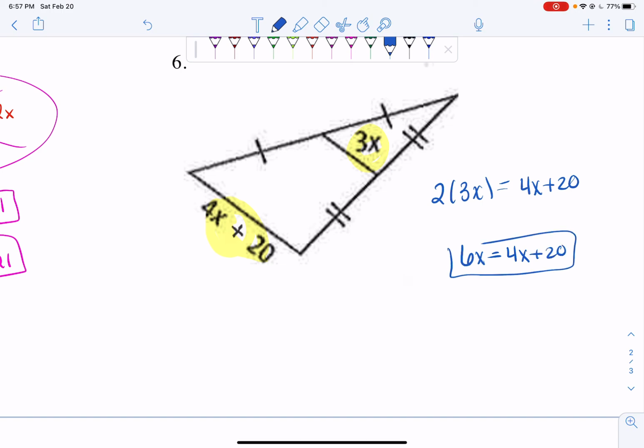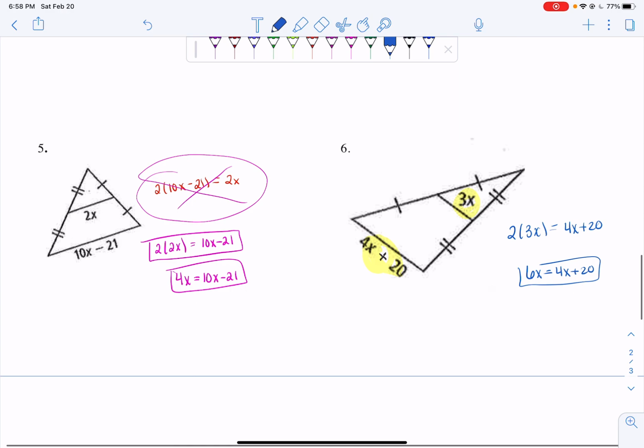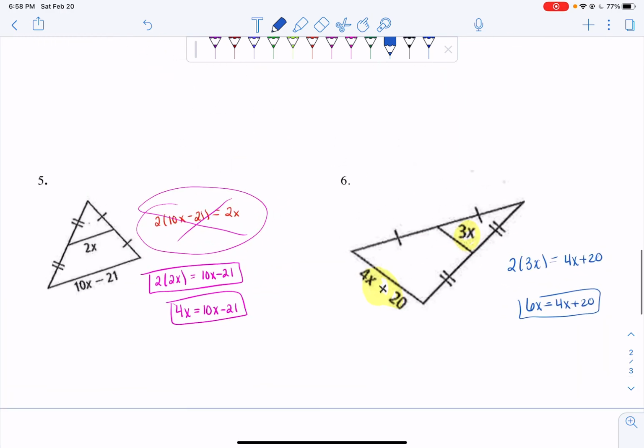And that's it for today. So ladies, what we did today was we just set up our equations. We did not do any solving. We just did setup.